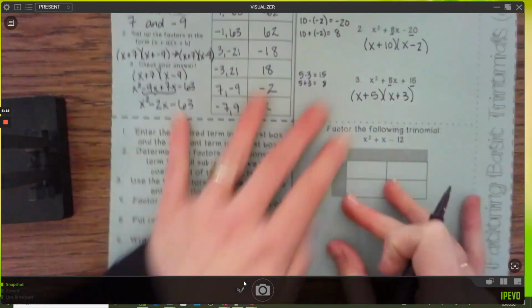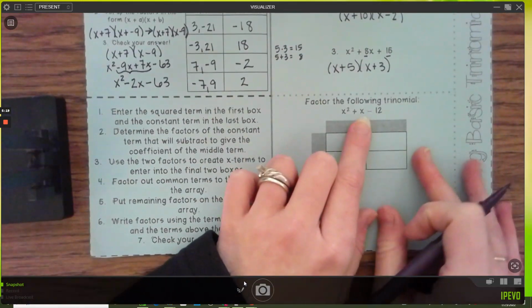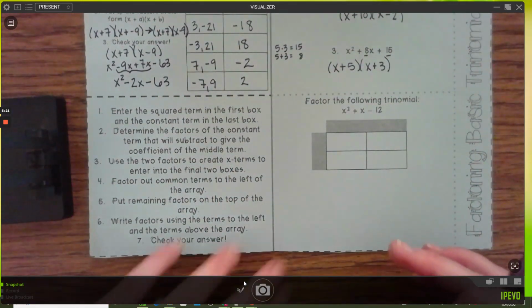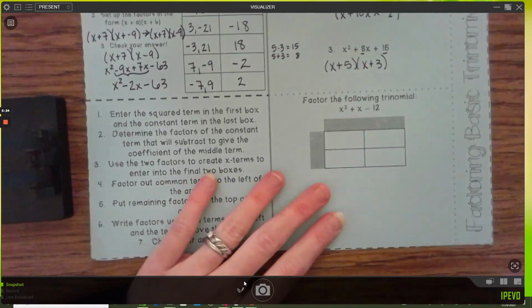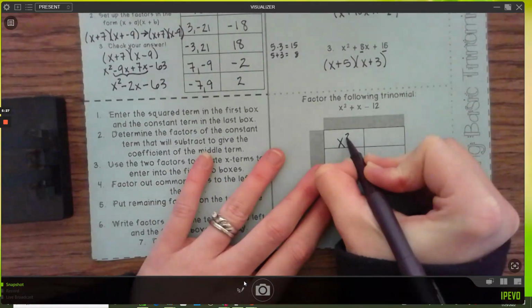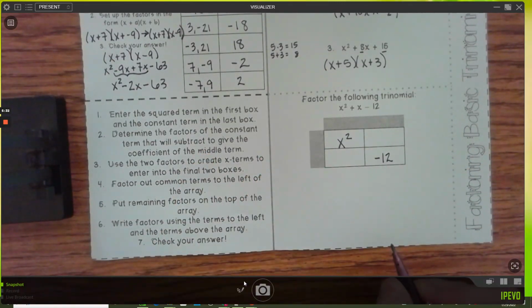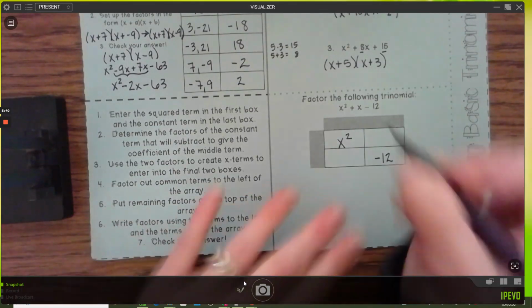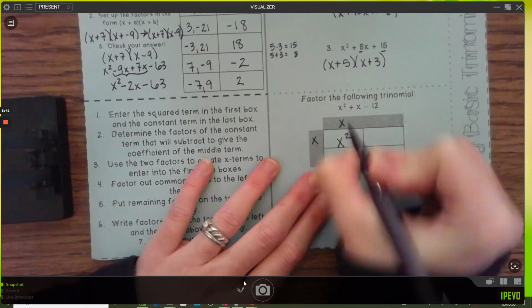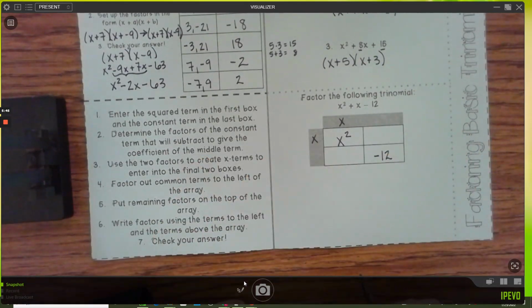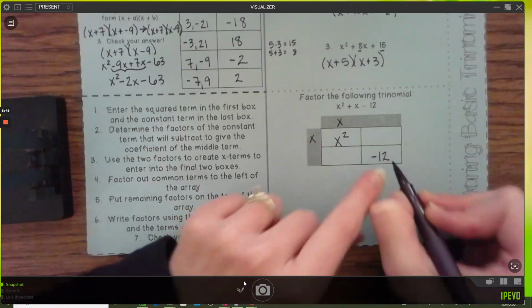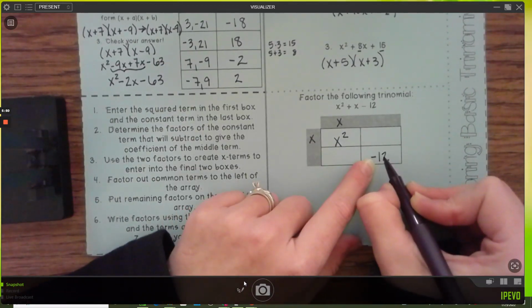Our second method is called the box method. We're going to factor x squared plus x minus 12. It says enter the squared term in the first box and the constant term in the last box. So we put x squared here, and negative 12 here. Determine the factors of the constant term that will give the coefficient of the middle term. Right off the bat, I know this is going to be an x, and this is going to be an x, because x times x gives me x squared. Now I have to figure out two numbers that multiply to get negative 12.